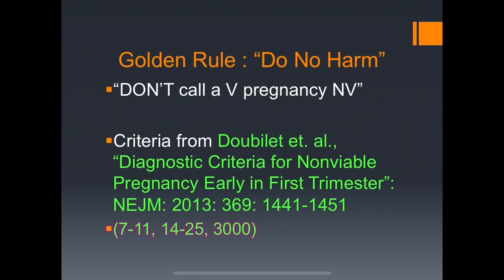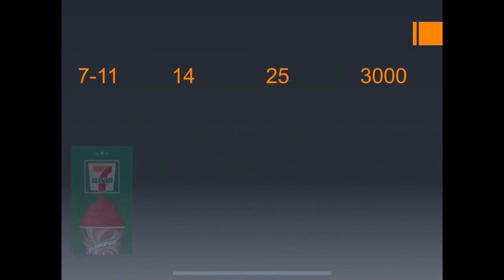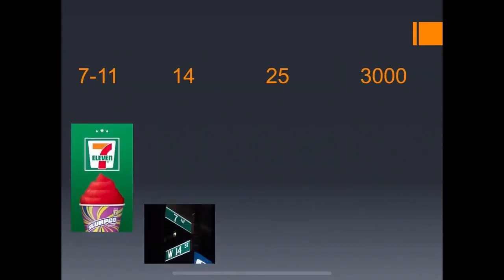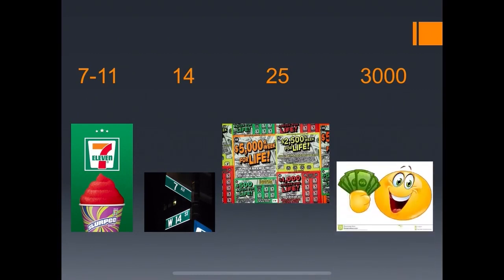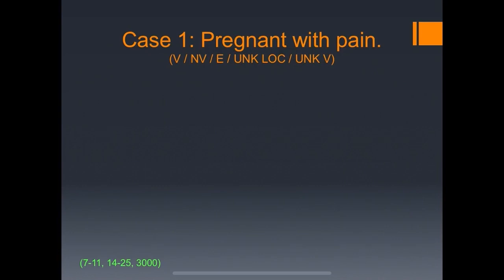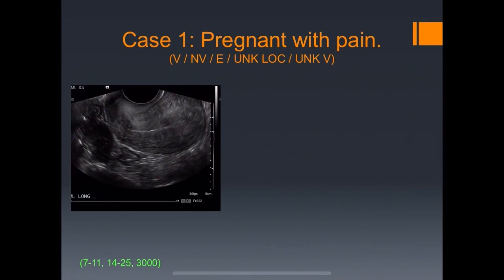So my memory tool I use is, I went to 7-Eleven on 14th Street, played $25 in scratch-offs, and won $3,000. So that works for me, and you're welcome to use it or make up your own. So we're going to go through 8 cases. I kept those important numbers at the bottom of the screen. And again, we want to try and say, is it a viable, a non-viable, an ectopic, an unknown location or unknown viability pregnancy? So first case, here we have a sagittal view through the midline uterus.